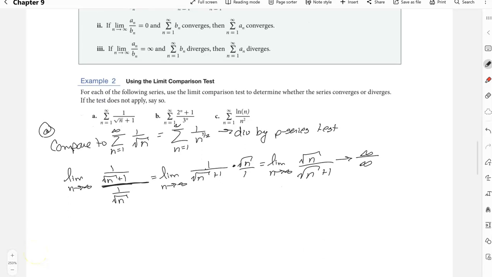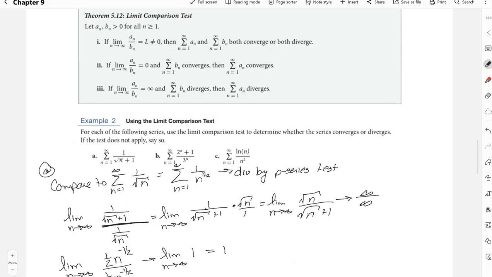And this goes to infinity over infinity. So let's see if we can use one of our tricks from Calc 1. What if we apply L'Hopital's? Limit as n goes to infinity. So this is going to be 1/2 n to the negative 1/2. If I take the derivative of the denominator, I'm going to get the same thing, 1/2 n to the negative 1/2. And that's the limit as n goes to infinity of 1, which is going to be 1, a finite number that's not 0.